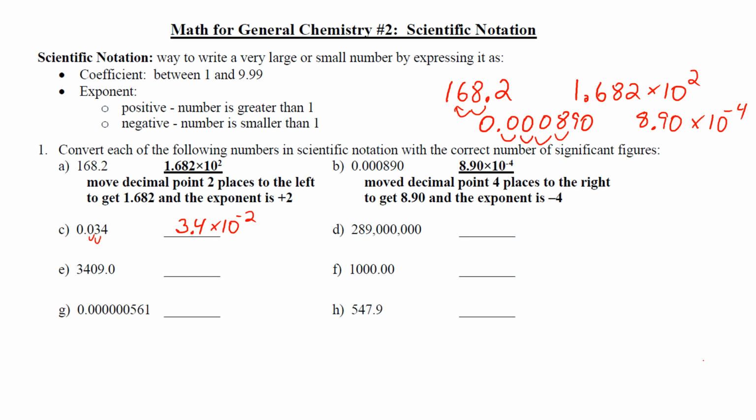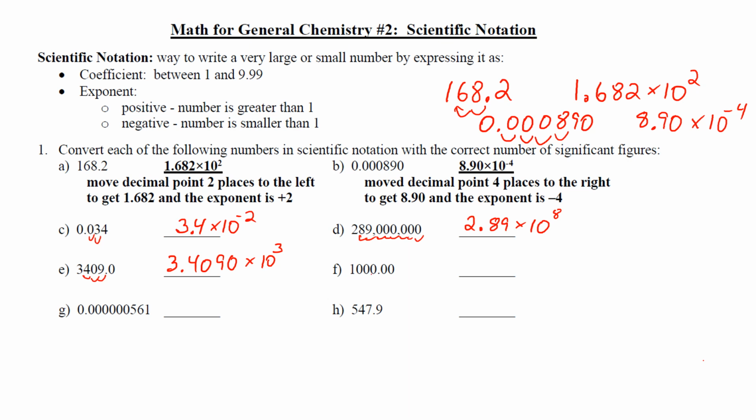Here, 289 million, I move it 1, 2, 3, 4, 5, 6, 7, 8 times. So that'll get me 2.89. I moved it towards the left, so that's times 10 to the 8th. All right, 3,409.0. 1, 2, 3 times I move it. So that means 3.409. I keep this 0 because it is significant here, so it must be significant here. And so because I moved it 3 times and I moved it to the left, that's 3.4090 times 10 to the 3.